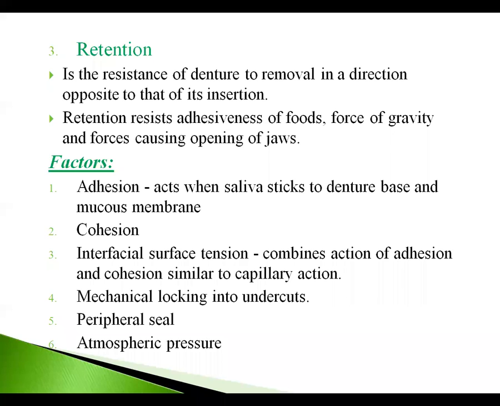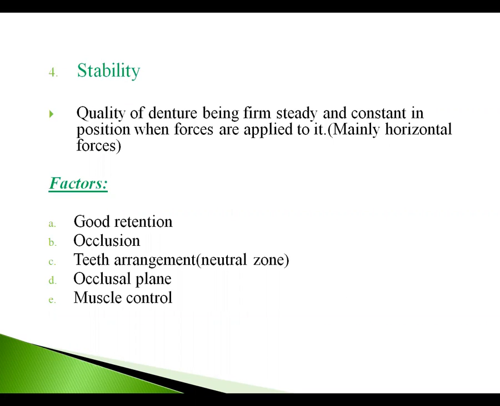Then the factors, that is adhesion and cohesion, we will discuss one by one. What do you mean by adhesion? It acts when the saliva sticks to the denture base and mucous membrane. The second factor is cohesion, and the third factor is interfacial surface tension, which combines the action of adhesion and cohesion, similar to capillary action. We will see these factors one by one in the next slides. Then the fourth factor is mechanical locking into the undercuts, fifth is peripheral seal, and sixth is atmospheric pressure.